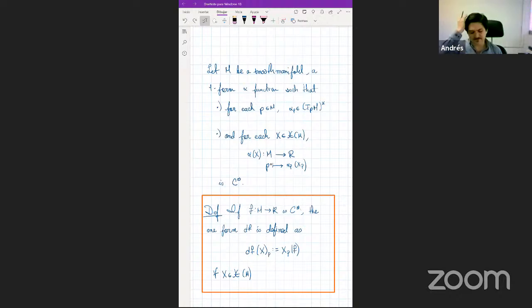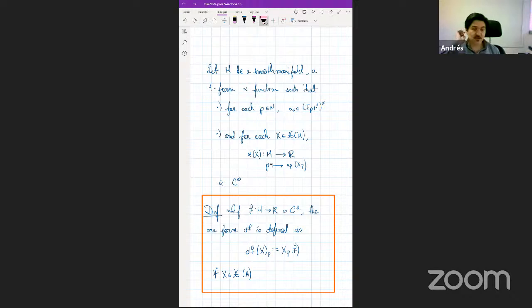So that's a very particular one form that we get from a function. Note that we know very well that this is smooth. The function is smooth, the vector field is smooth. This function from M to R is a smooth function. So this is a one form on the manifold M.